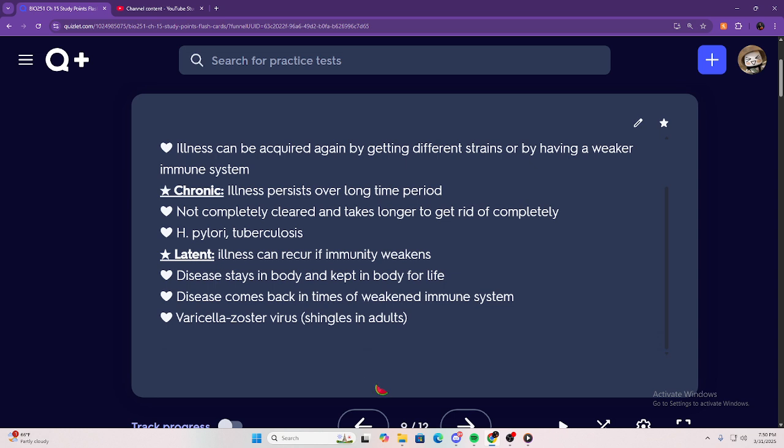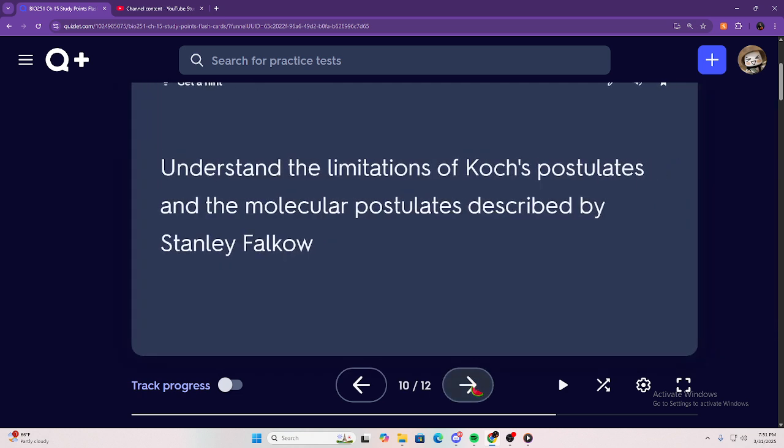Latent is where an illness can recur if the immune system weakens. So basically, the disease just stays in the body dormant, and then the disease comes back in times of decline, right? When we have a weakened immune system after we just went through a whole infection, and we're in a state of decline. Now we could get shingles out of nowhere, because our immune system is weakened and it basically reawoke in the body.